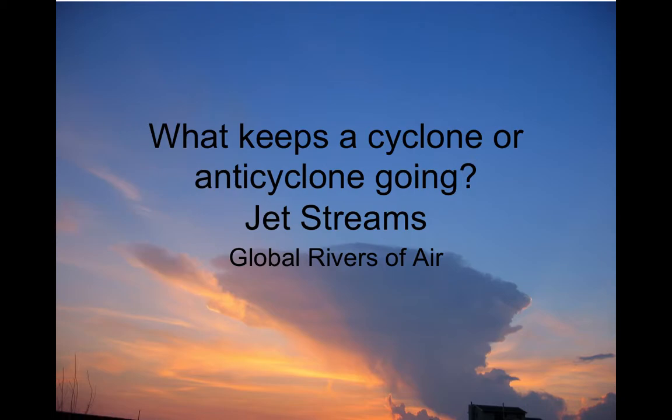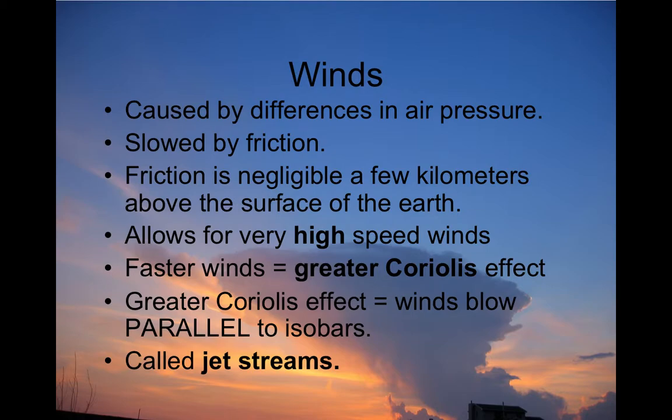And today we're going to talk about jet streams, and we're also going to talk about severe weather. We already know from wind that it's caused by differences in air pressure, and that's slowed by friction, things like buildings and trees and whatnot near the surface. And once you get up higher, above that tree line, above the building line, that friction really becomes like nothing above that layer, and so that allows for really high wind speeds.